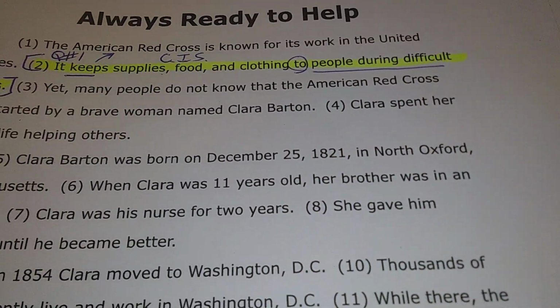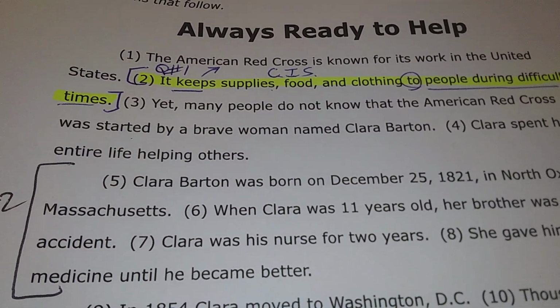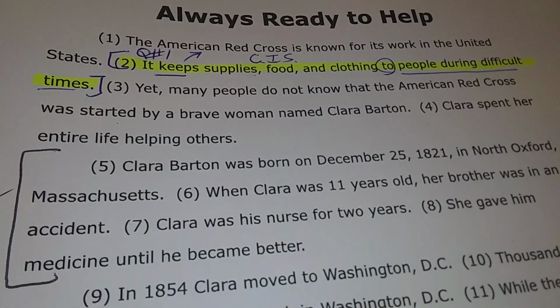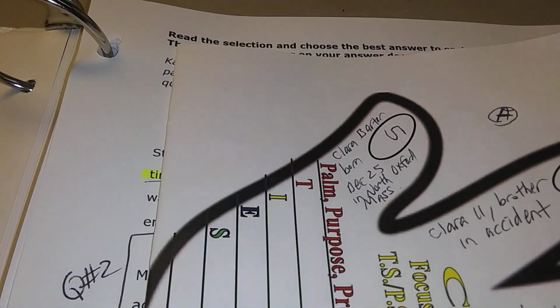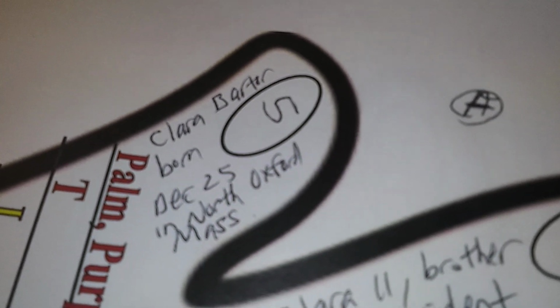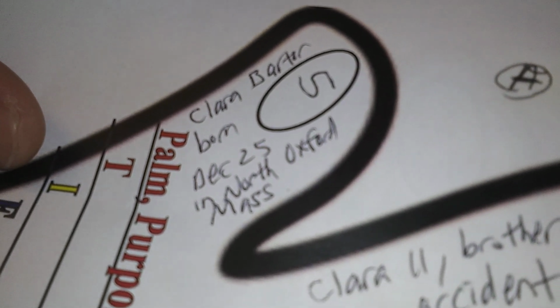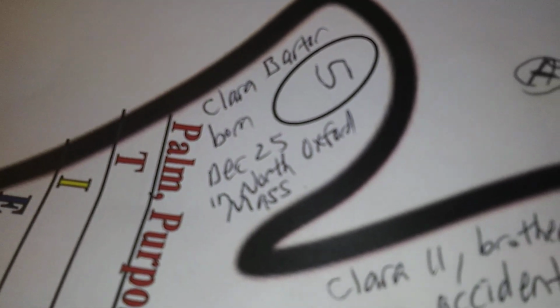I read all of the important information. You might teach your kids to underline or highlight the keywords, but what I've done instead was I've written them on my revising graphic organizer. So sentence 5 says that Clara Barton, let me make sure I said her name right. Yes, Clara Barton was born December 25th in North Oxford, Massachusetts.